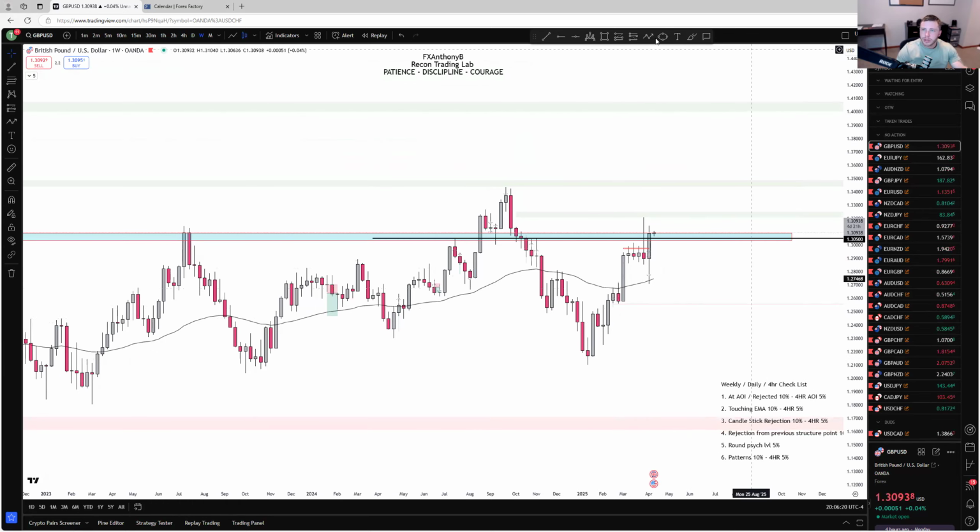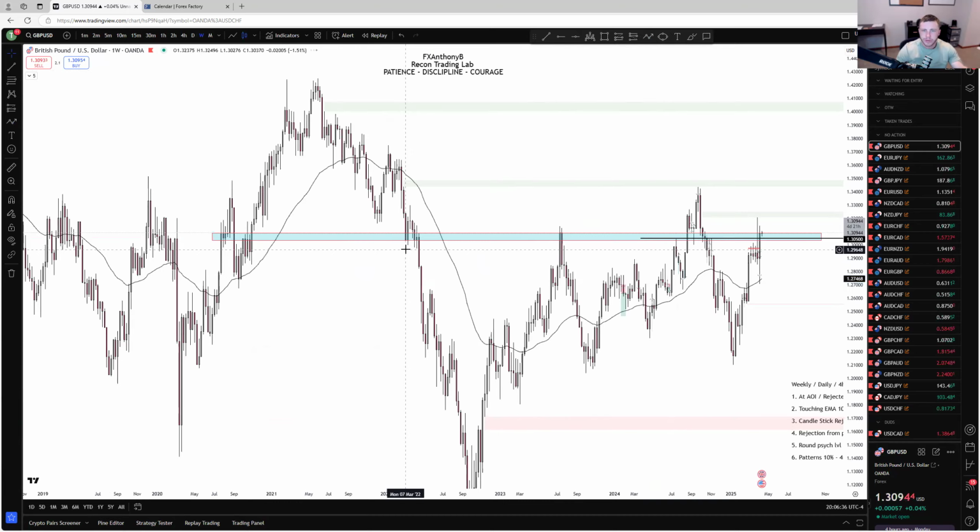Weekly is bullish. How is it weekly bullish? We have a higher high, higher low, shift to structure, lower high, lower low, lower high, lower low, shift to structure, higher high, higher low, higher high, higher low. So weekly is bullish. We are at a weekly area of interest.